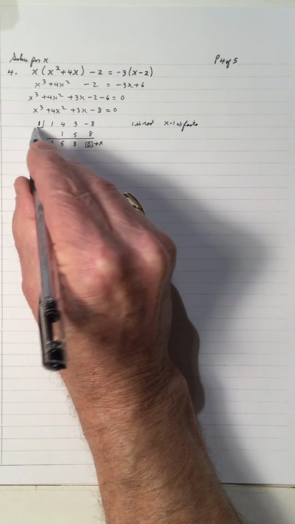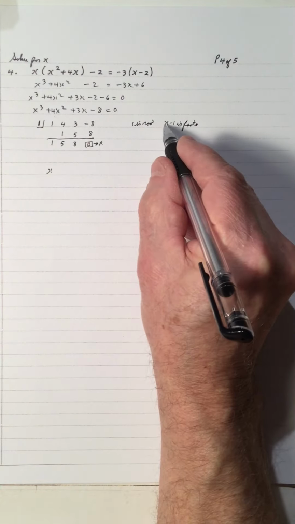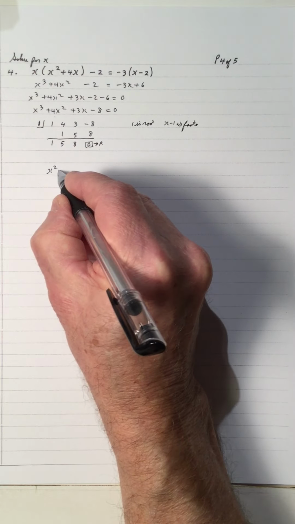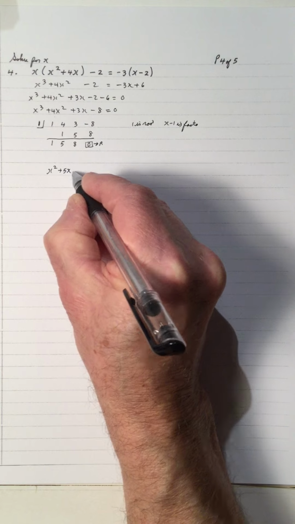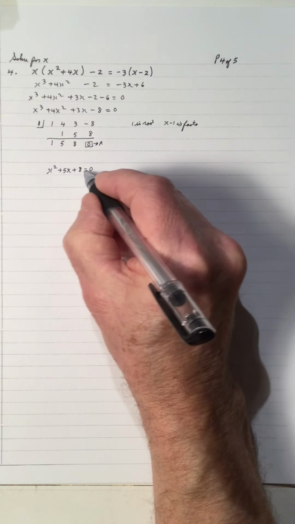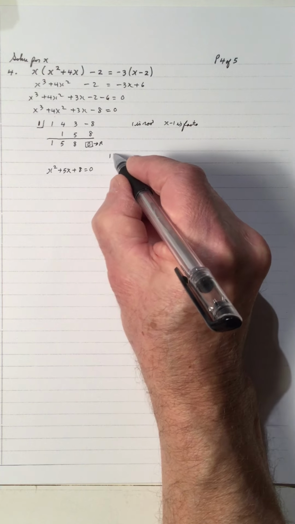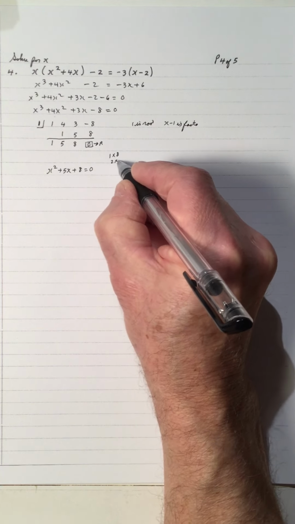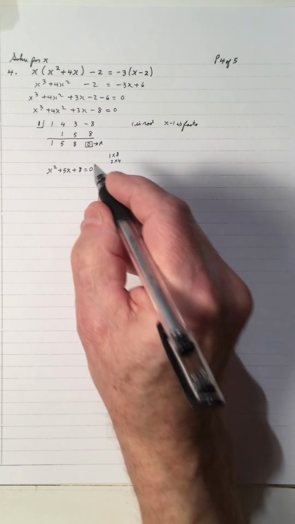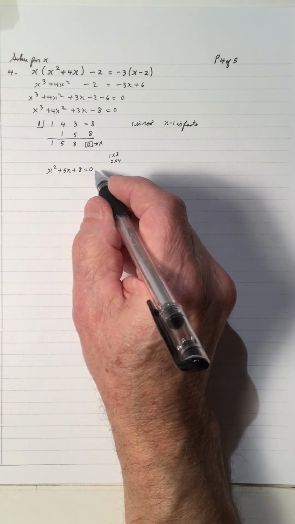And because we're doing synthetic division, dividing by x, the x cubed becomes an x squared. So that's x squared plus 5x plus 8 equals 0. And the product is 8, so 8 is 1 times 8, or 2 times 4. So notice 1 and 8 and 2 and 4 will never give you 5. So I have to do the quadratic formula.